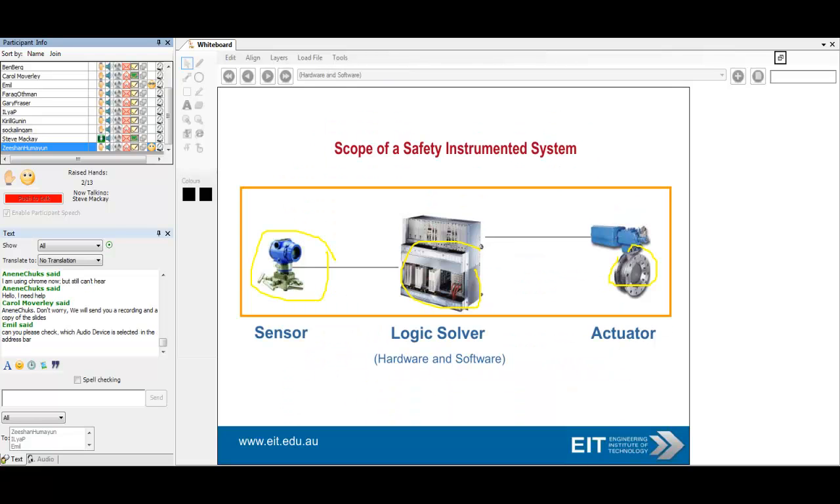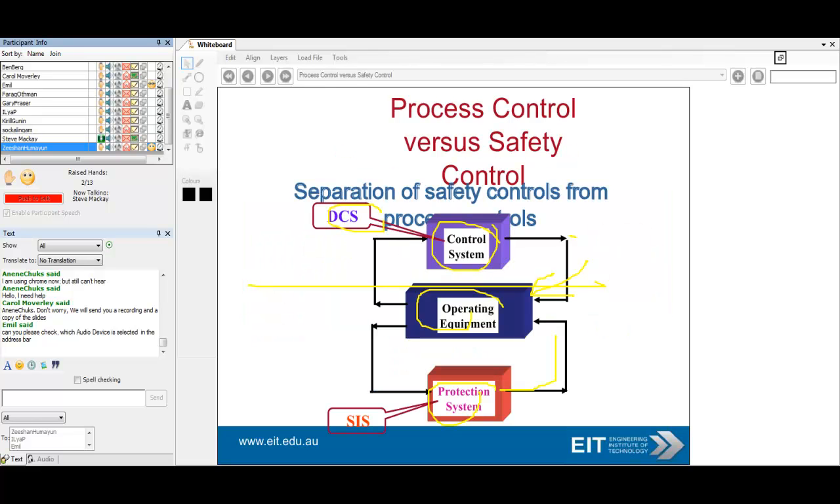Okay, I think, as I said, that's just a quick rundown on safety integrity systems and SILs. That brings us to the close of this little presentation.